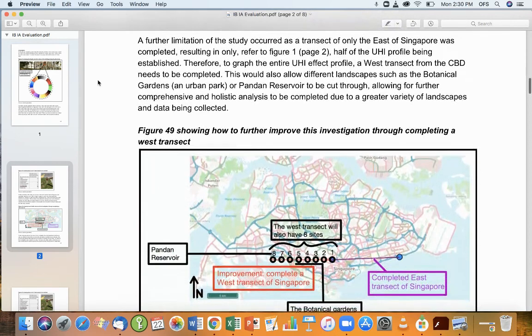When we did a study here, we looked at an urban heat island effect in Singapore. The study has gone from this site here to the blue dot here. So it just went in the east of Singapore, it wasn't a whole transect. So this student here is proposing 8 additional sites and that we move and cover the west of Singapore as well. So that makes sense.